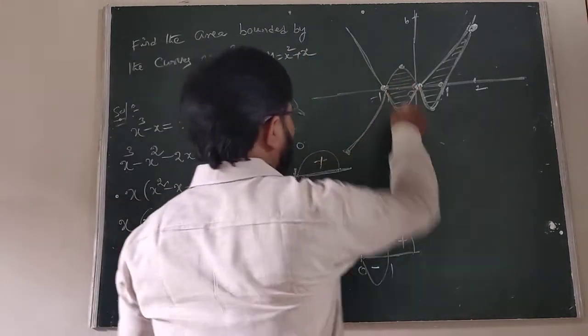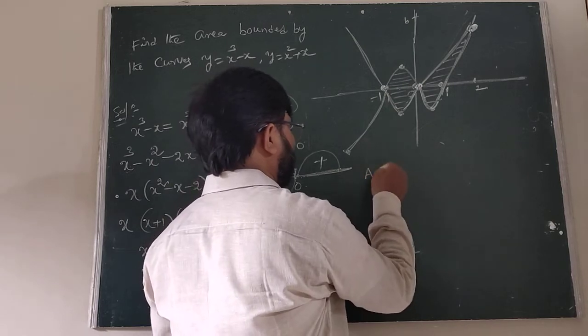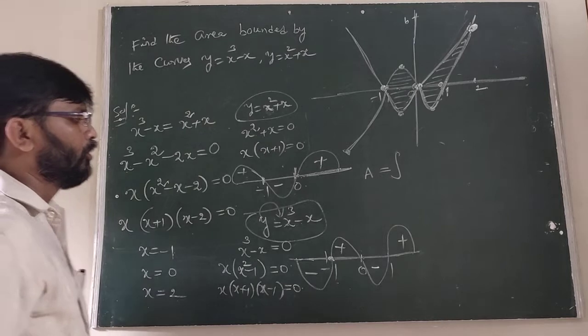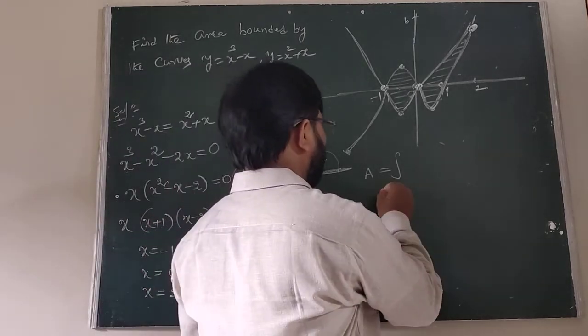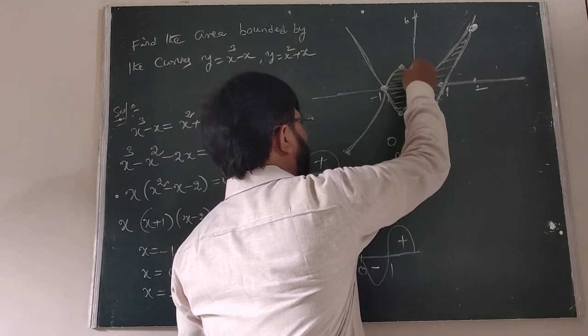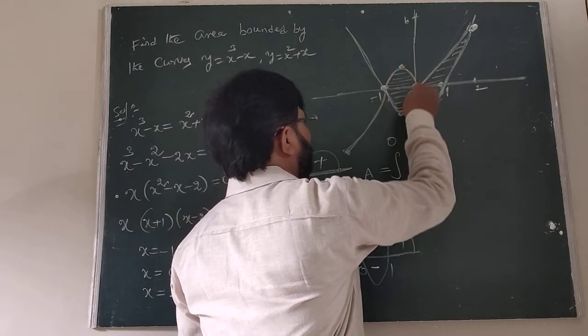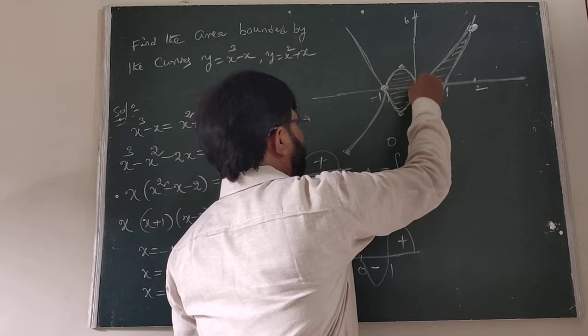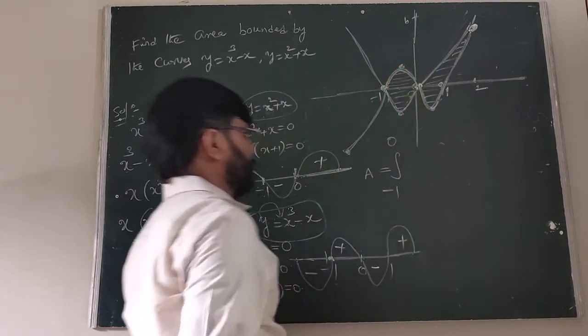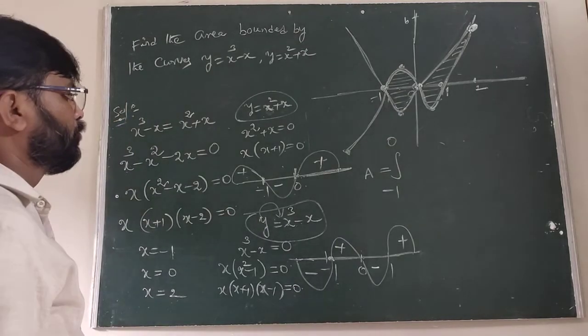Okay, therefore now the required area equals, first you can write the limit minus 1 to 0. Dear students, when we are taking the limits minus 1 to 0, this is the upper curve, this is the lower curve. The upper curve is here. Students, this is the graph of the cubic function.